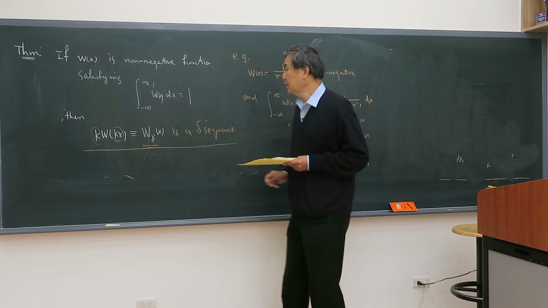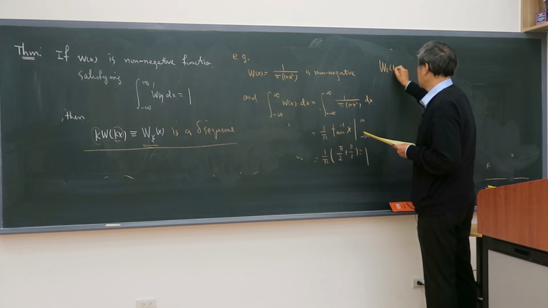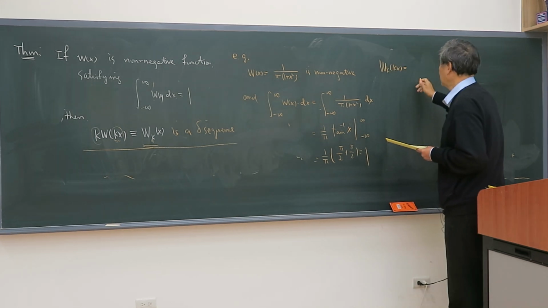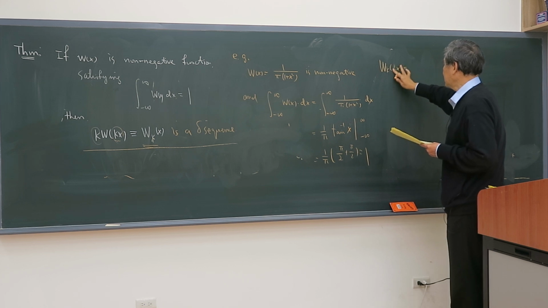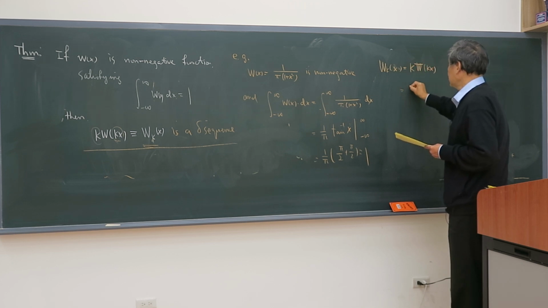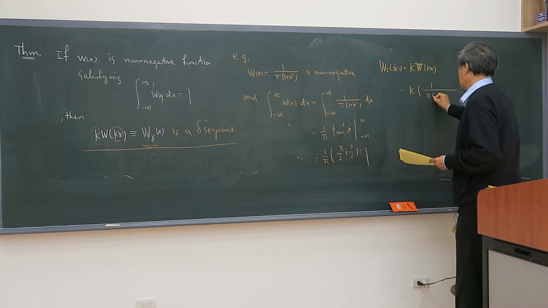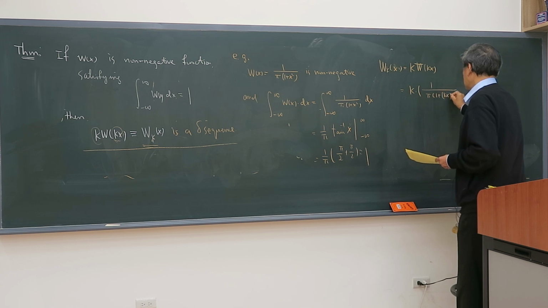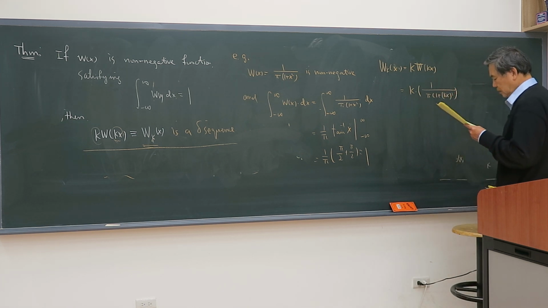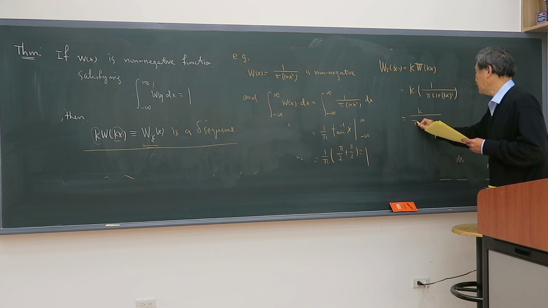Then w_k(x) is equal to k w(kx), which is k times 1 over pi times 1 plus k squared x squared. So it is equal to k over pi times 1 plus k squared x squared.